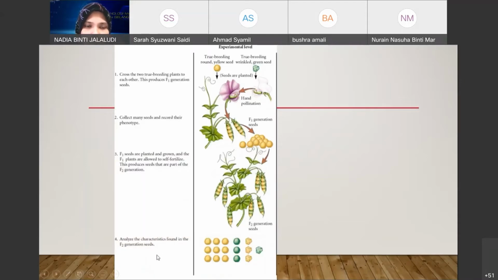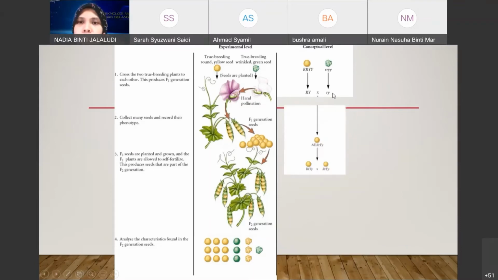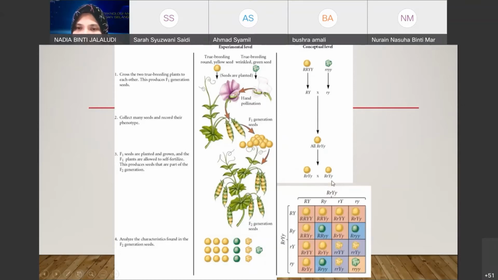And then it turned out that F2 ni selain daripada dia ikut parents dia, iaitu ada yang round and yellow, ada yang wrinkled and green, but it also have yang round and green as well as yellow and wrinkled. Yang ni tak ada pun dekat parent dia, tapi dia dapat juga. So on conceptual level macam ni lah. Yang homozygous dominant R besar Y besar, homozygous recessive R kecil Y kecil. And then F1 all R besar Y besar, all heterozygous. So yang heterozygous ni kacuk dengan heterozygous ni, dia akan dapat macam ni.